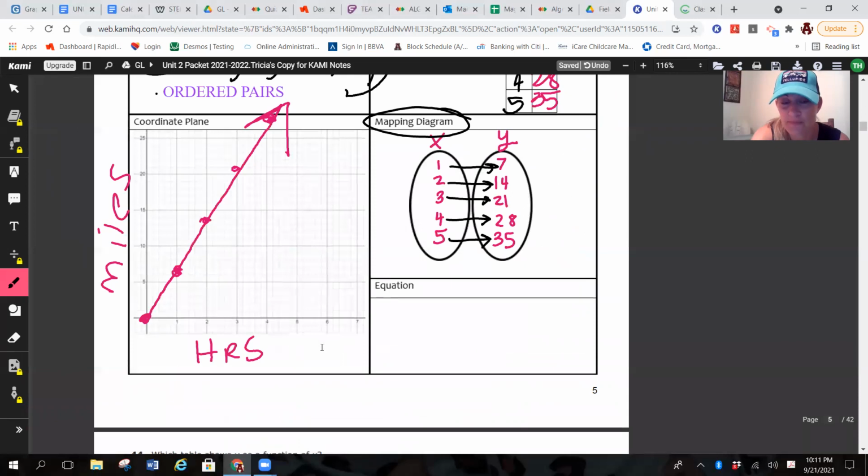In the equation, the total number of miles, which is Y, is represented by 7 miles an hour times hours. And that's how we find the equation.